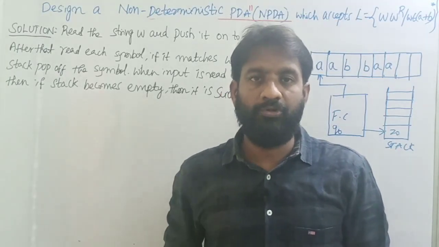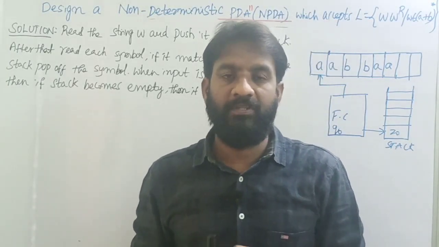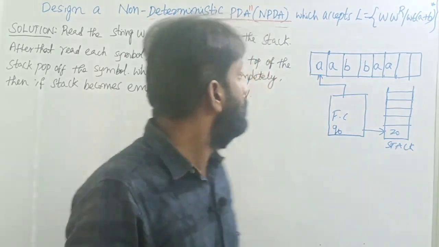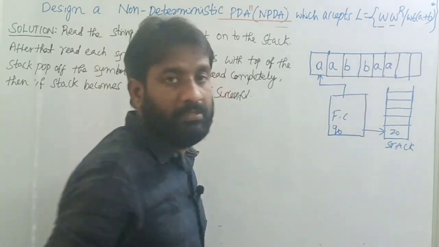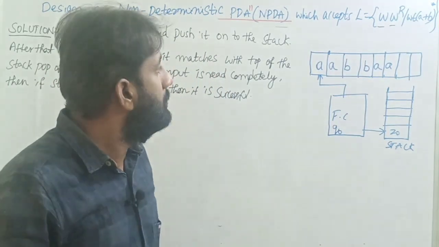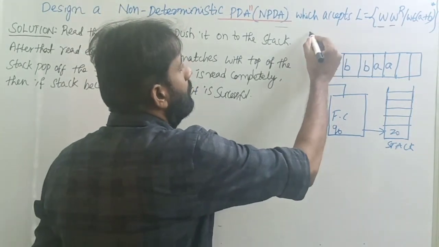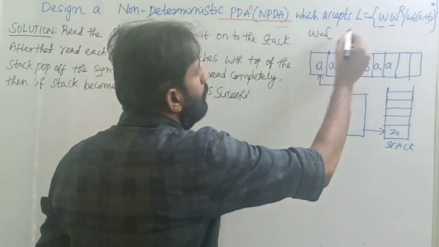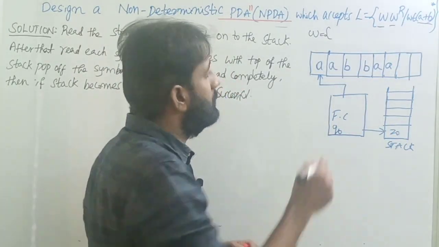Welcome back. Today's topic is to design a non-deterministic push-down automata for the language L equals WR such that W belongs to (A + B) closure. So first write down what W is. It is a regular expression, all combinations of A's and B's including epsilon.